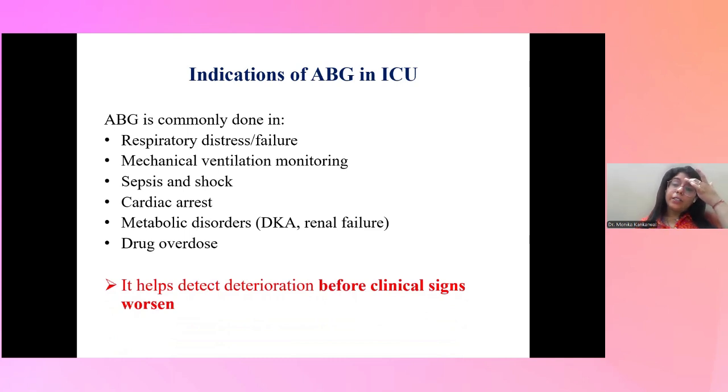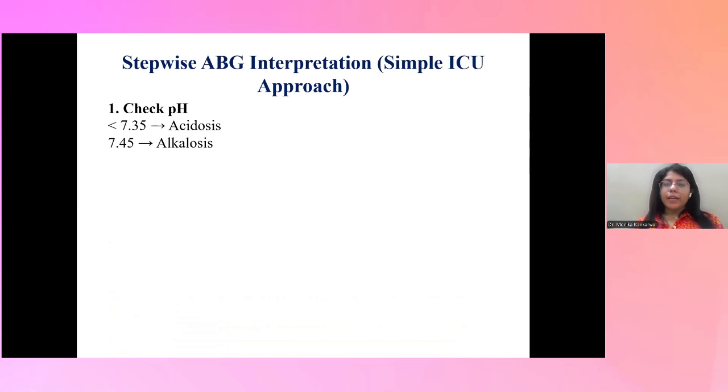It helps in detecting deterioration before clinical signs worsen. Before the patient goes into a severe condition, it tells us how we have to act and how we have to correct all those physiological parameters so that we can save the life of our patient at an early point. There is a stepwise ABG interpretation which we all should know, which is very crucial. This stepwise ABG interpretation not only identifies early acid-base imbalance, but also guides us in acting at an early stage on how we can correct these parameters.